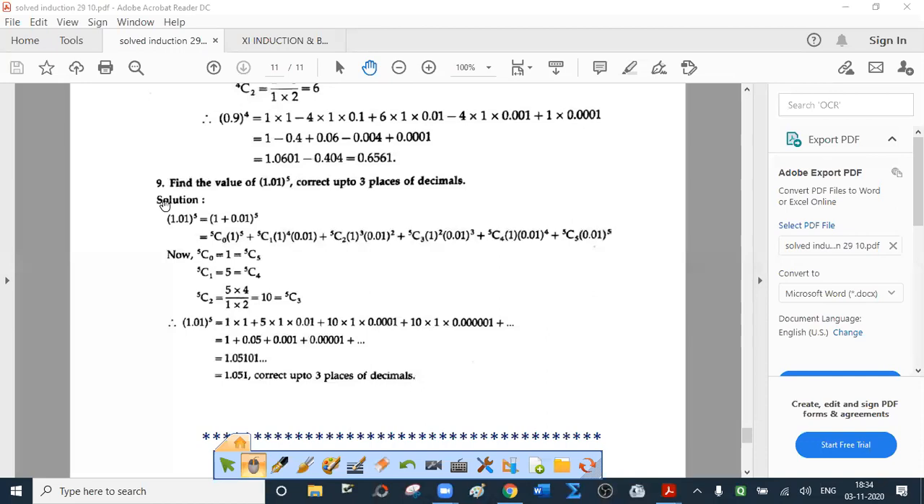Ninth is actually for homework, but let us discuss this. 1.01 raised to 5, correct up to 3 places of decimal. So it is 1 plus 0.01 raised to 5. Use binomial theorem. So what is the answer up to 3 places of decimal? 1.051.